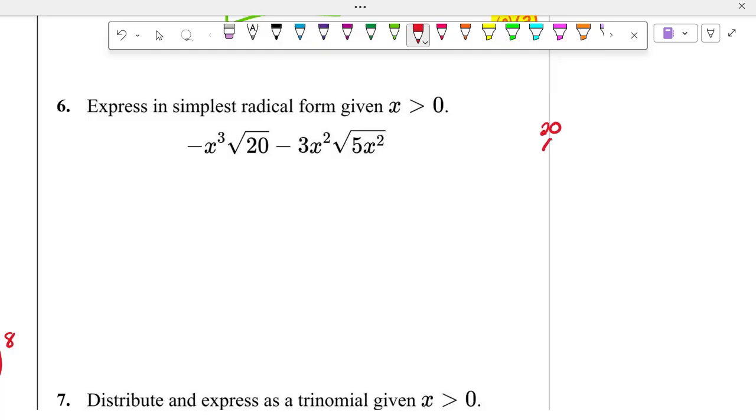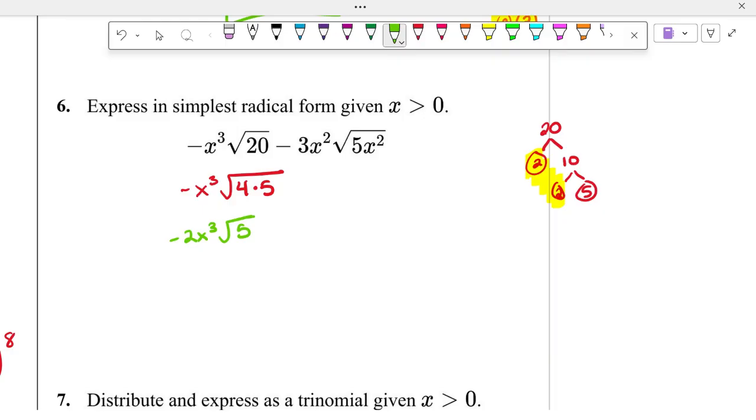Okay, 20. We're going to simplify that first. Two factors of 20. I'm going to use 2 and 10. 2 is prime. Break down 10 to 2 and 5. Both of those are prime. What's my pair? 2 and 2. Multiply them back together, I get 4. So this means negative x cubed, square root of 4 times 5. So, what's the square root of 4? 2. So this would be negative 2x cubed, square root of 5.